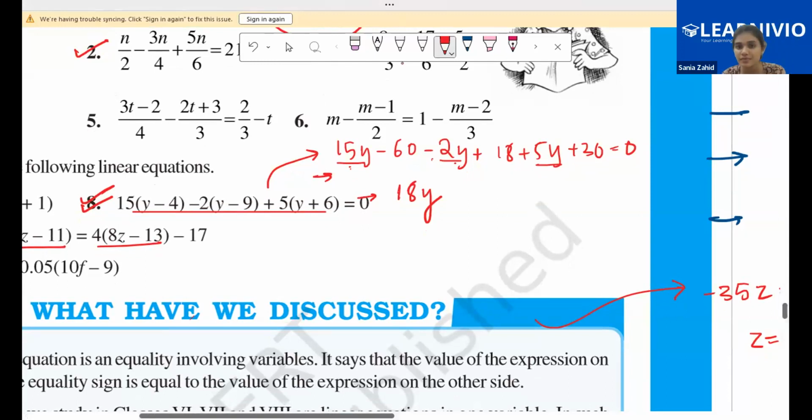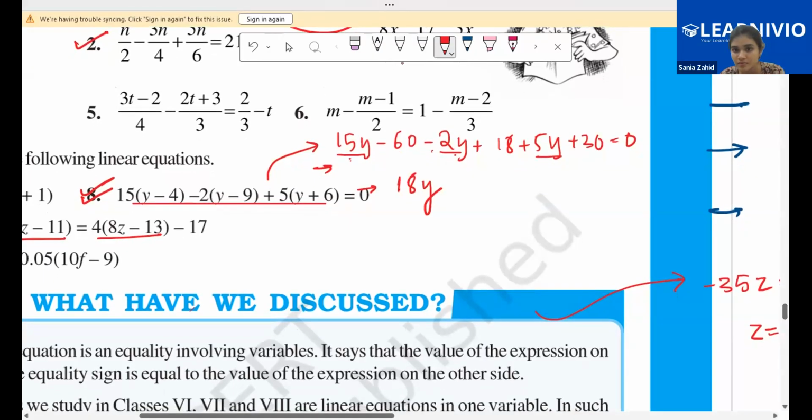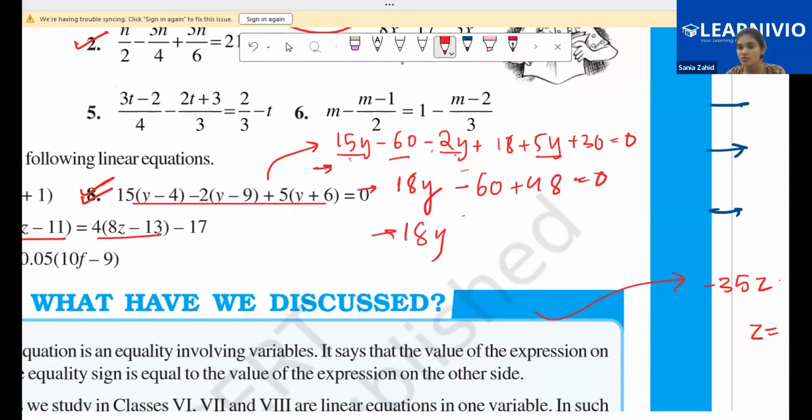So I added 15y plus 5y minus 2y. We get 20y minus 2y. Then minus 60 plus 48 is equal to 0. So tell me what do you get for minus 60? Minus 60 plus 48 is equal to 0. Then you get 18y. Minus 60 plus 48, how much? Minus 12. Very good. Minus 12 is equal to 0.